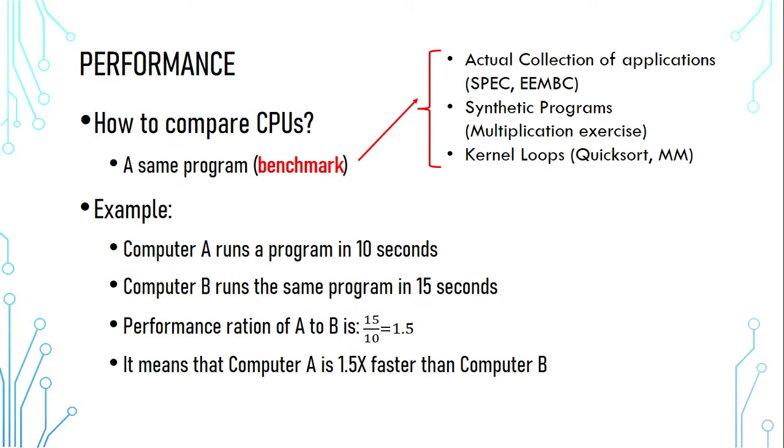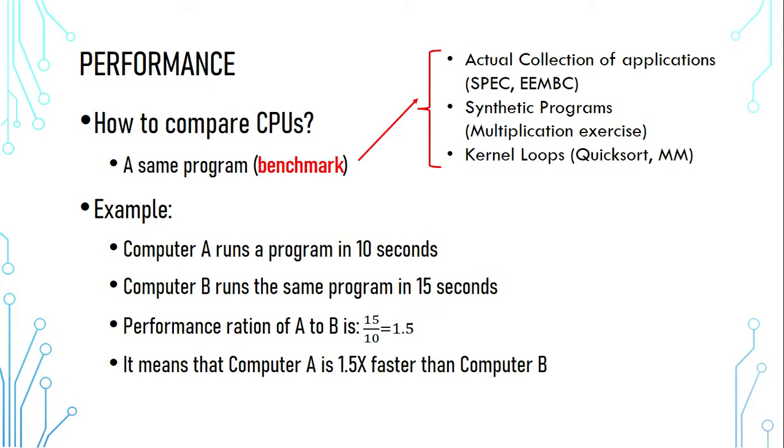The answer is simple. If we run the same program on both of them, we will be able to compare them fairly. It looks like a contest. The processor which finishes the program earlier is a better one, or its performance is higher than the other one. We usually call that program a benchmark. Benchmarks can be categorized into different groups like collections of real applications, like what we have in the SPEC benchmark suite, synthetic programs which are testing some specific part of a processor like ALU units, or kernel loops like quicksort and matrix multiplication.